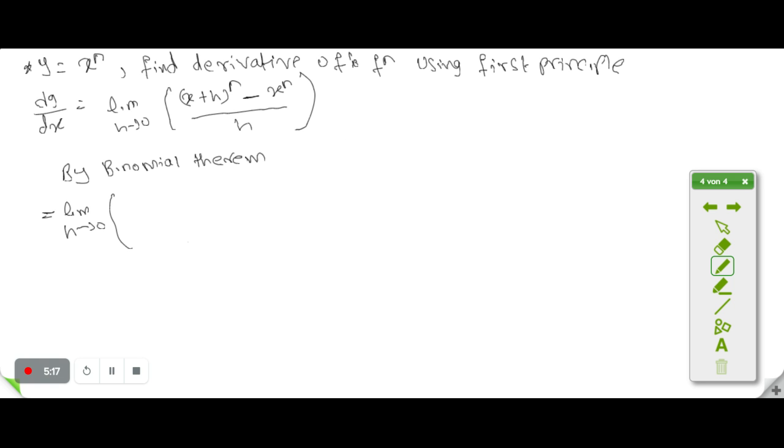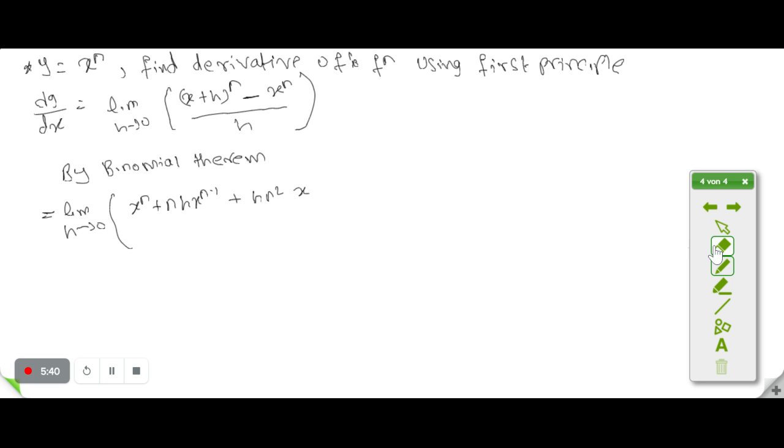Okay. This can be written as x raised to n plus n h x raised to n minus 1 plus h squared x raised to... So this is basically coming from the binomial theorem. So I'm going to write this up.